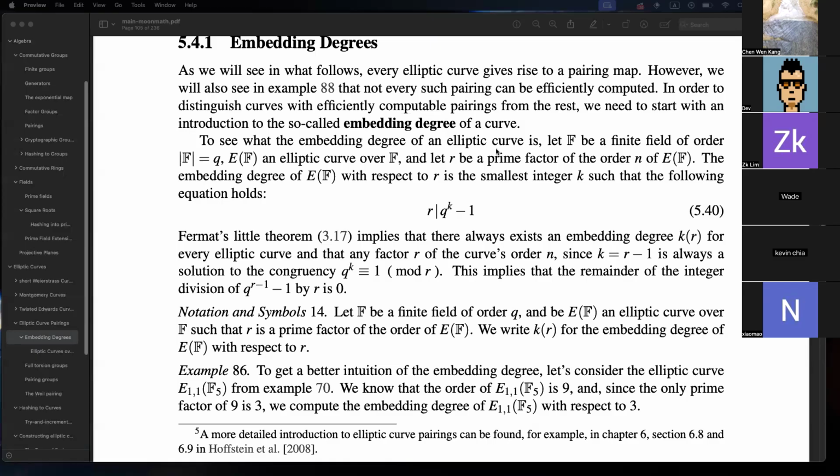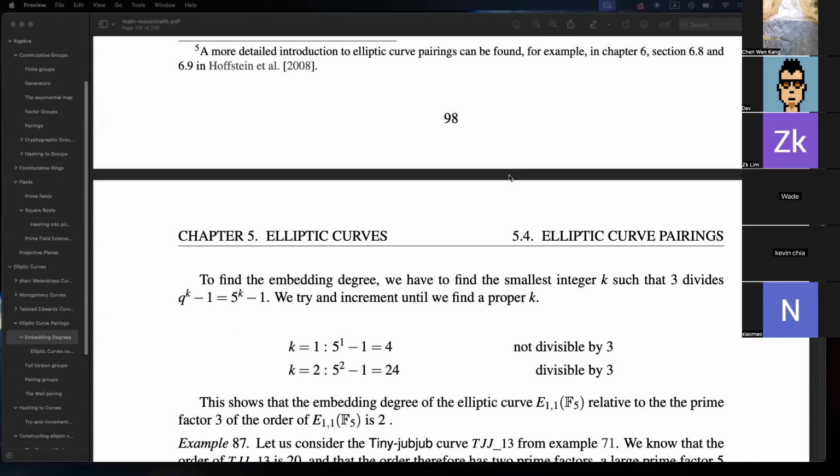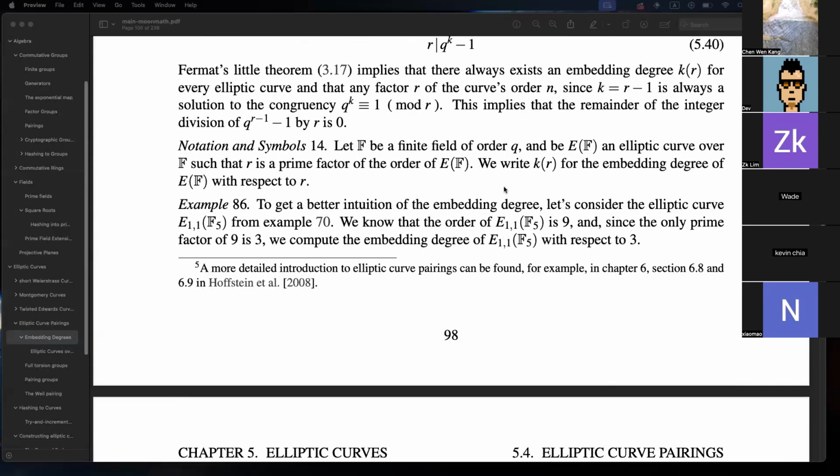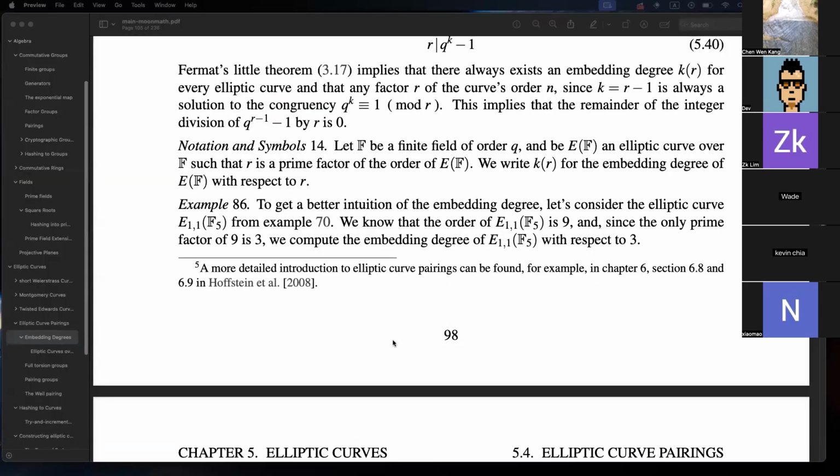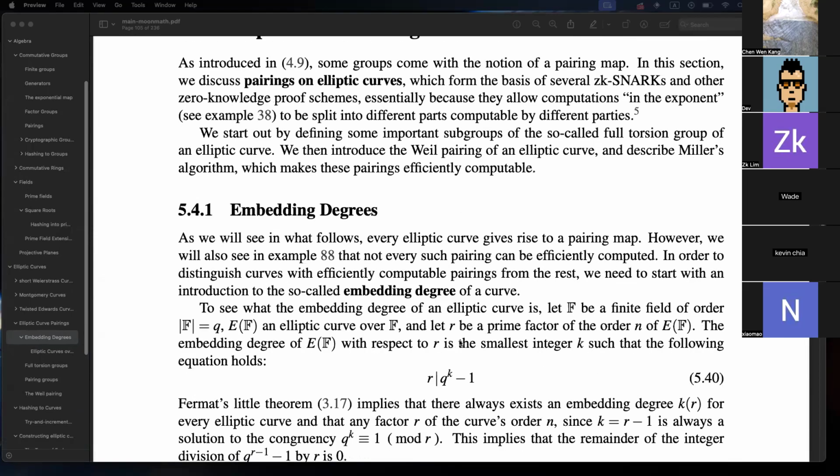Okay, so embedding degree here, essentially, to a certain extent at least, and from my understanding, it's very much to do with how... Well, the definition is it's the smallest integer k such that r is divisible by q to the power of k minus one. And embedding degree is k, right?